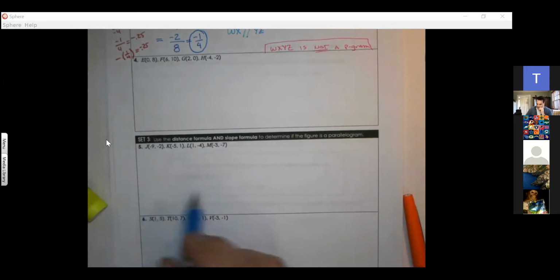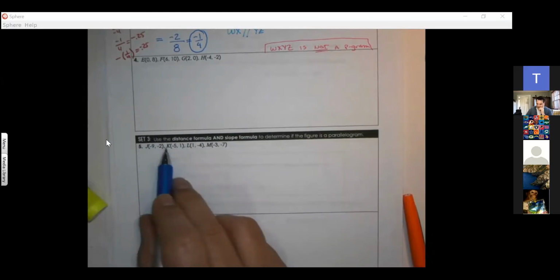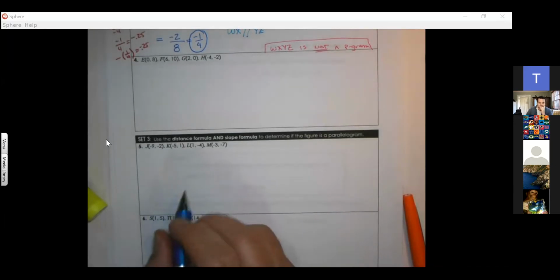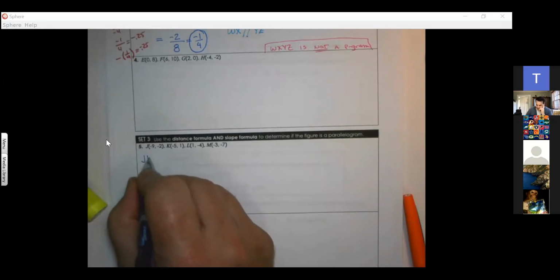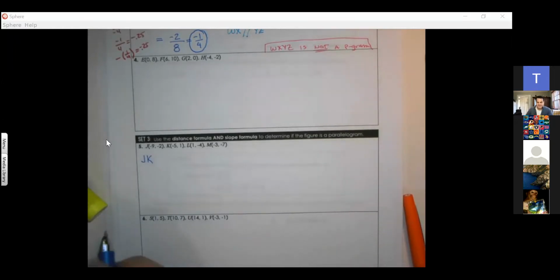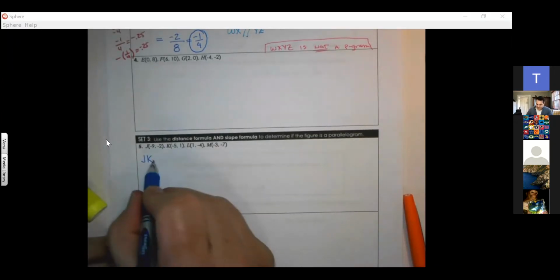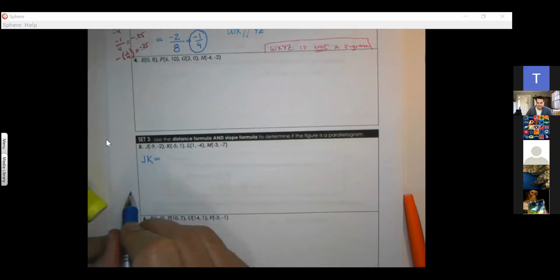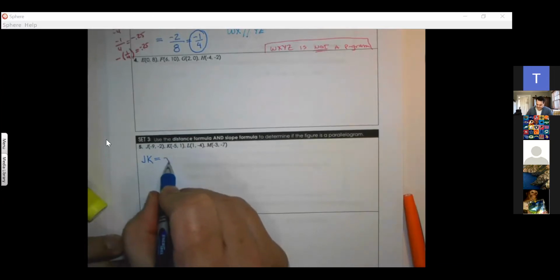How about Eden? Why don't you pick two letters next to each other? JK, KL, LM, or JM? Let's do JK. Sounds great. So we're going to first find the distance, right? It says use the distance formula. So I want to find JK. That's this big long one.